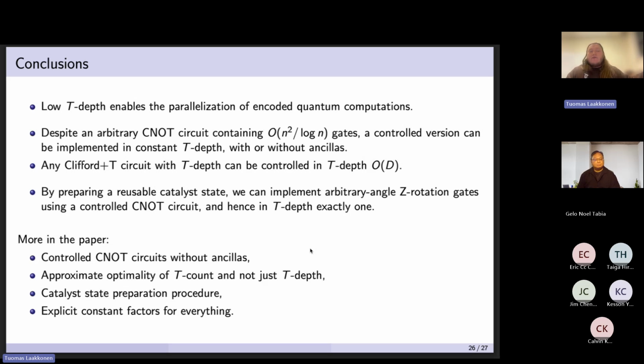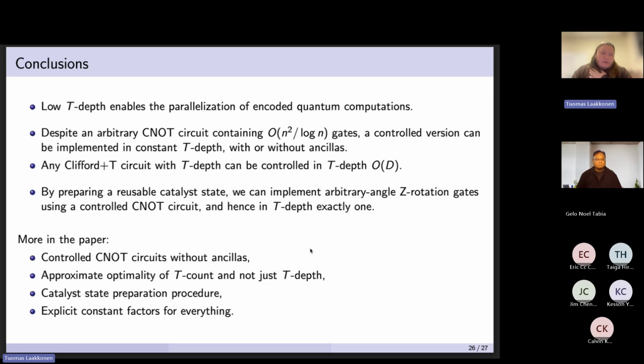And if we prepare some reusable catalyst states, we can implement an arbitrary angle Z rotation using one of these controlled CNOT circuit operations, and so in a T-depth of exactly 1. Compared to other approaches based on Solovay-Kitaev or catalysis with phase gradient states, this is almost optimal in terms of T-depth, and is also pretty good in terms of T-count.